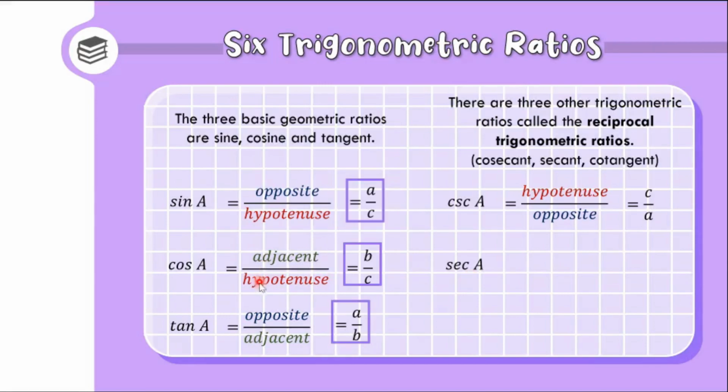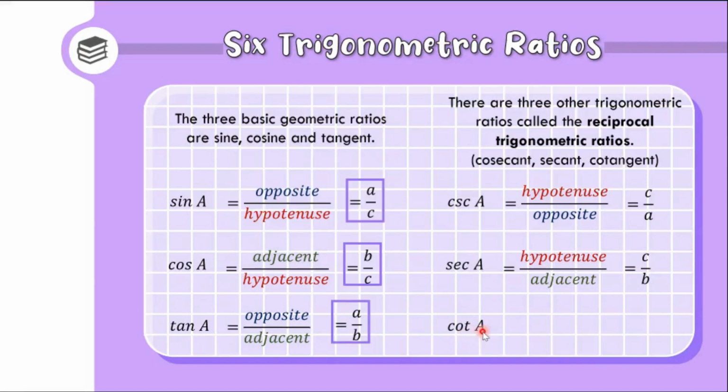Therefore, from cosine, we have here adjacent over hypotenuse. Then in secant, we will have hypotenuse over adjacent, such that secant A is equal to C over B, which is the inverse of B over C from cosine. And for the cotangent, this one is actually the reciprocal of tangent here.